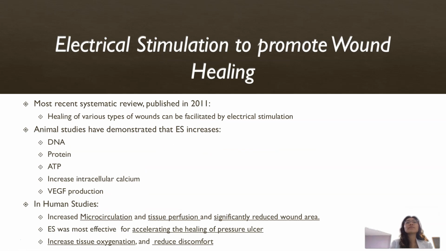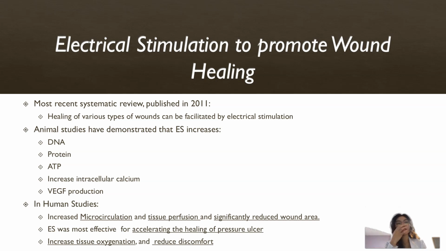So, in the most recent systematic review, published in 2011, healing of various types of wounds can be facilitated by ES. Okay? In the animal studies, the ES have demonstrated an increase in DNA, protein, ATP, increased intracellular calcium, and VEGF production, all of which are very essential in wound healing. Okay, so if the ES could increase that, then we are promoting a fast regeneration of these new cells.